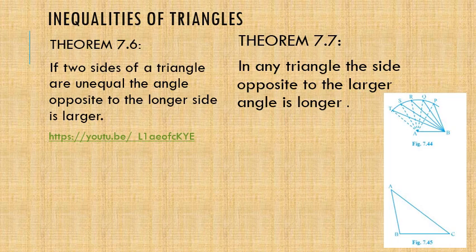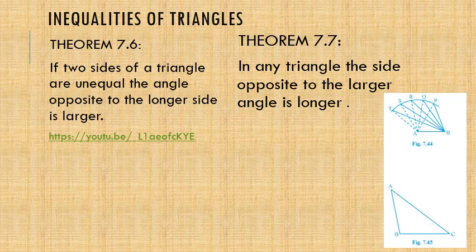Now if we know that this particular side is longer, then the angle opposite to the longer side will definitely be a larger angle than the other two angles. Now if you look at 7.7, it is only stating the converse of 7.6. So it says that in any triangle, the side opposite to the larger angle is longer.